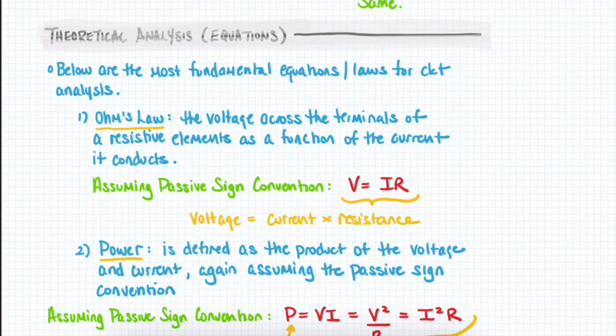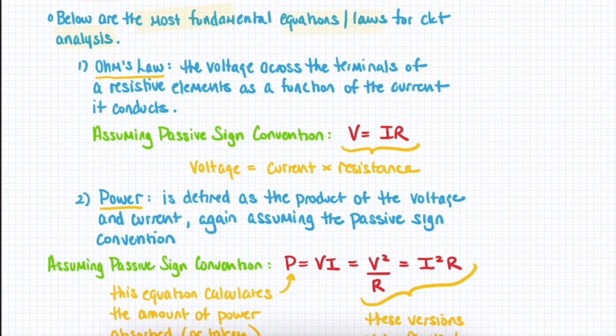This next section is titled Theoretical Analysis, or the equations required for theoretical analysis. Finally, we're going to jump into some of those fundamental laws that we were talking about earlier. Like I said, below are the most fundamental equations or laws for circuit analysis. We've talked about a few of them before, one of them being Ohm's law, but we're still going to review all of them from scratch as if it's the first time we're introducing them.